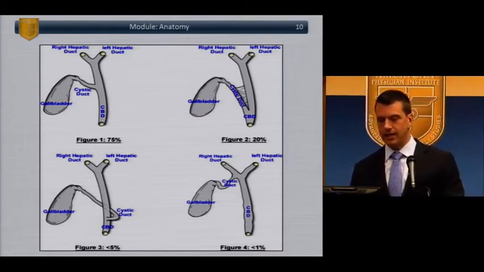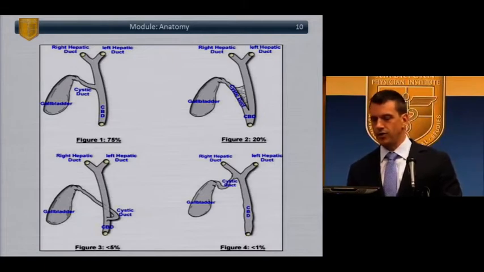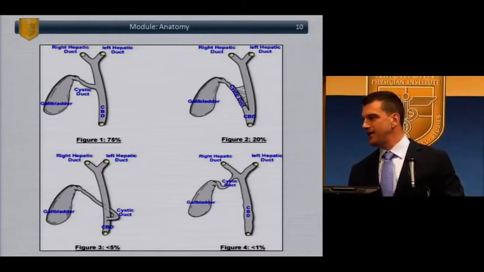The last one shows a cystic duct can rotate around and join the bile duct from the other side. In addition, the cystic duct may occasionally join directly into the right hepatic duct. That's pretty rare.